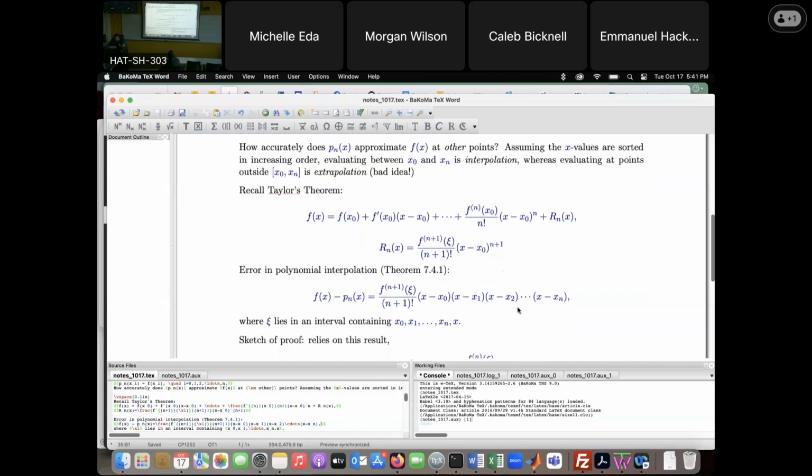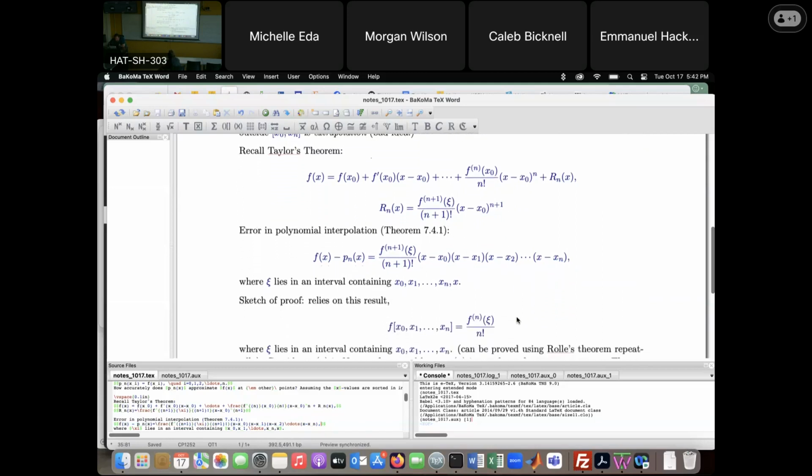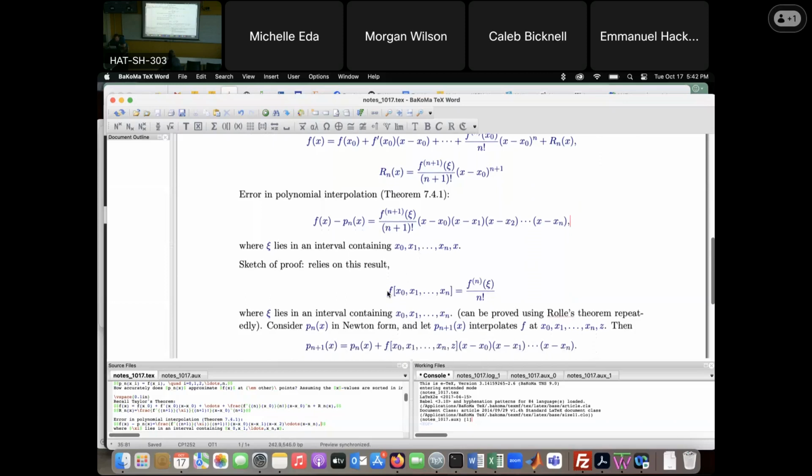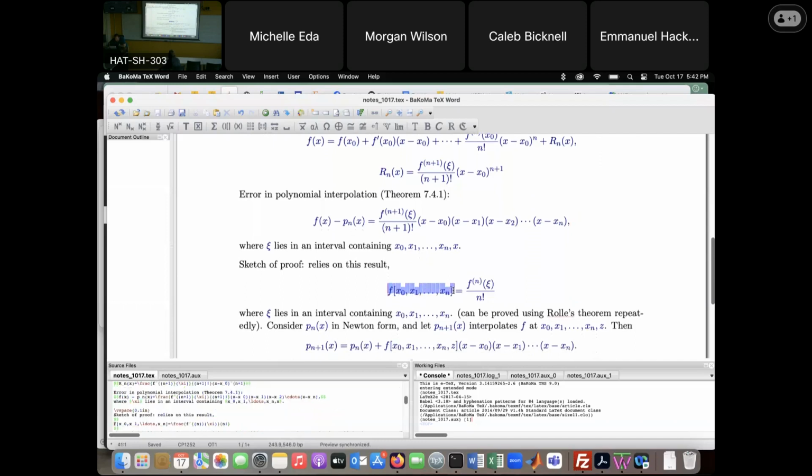So I'm going to give you an idea as a group. I won't present the whole proof here. This theorem is most easily proved using the Newton form instead of Lagrange or power form. So there's a result, the theorem is also from section 7.3, that this divided difference accounting for x naught, x1 to xn, is equal to the nth derivative at an unknown point over n factorial.